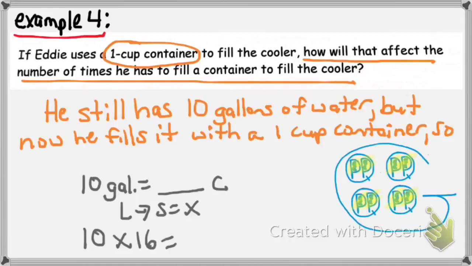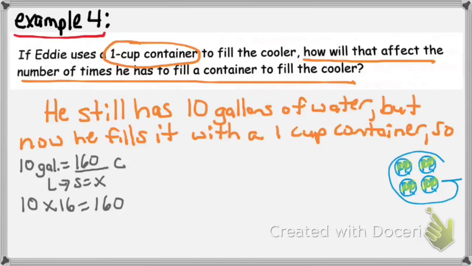When I see a problem like that, I know I can do basic facts. 1 times 16 is 16. Tack on that extra 0, so I get 160. So 10 gallons equals 160 cups. And if I go back to the question, it asks, how will that affect the number of times he has to fill a container to fill the cooler?